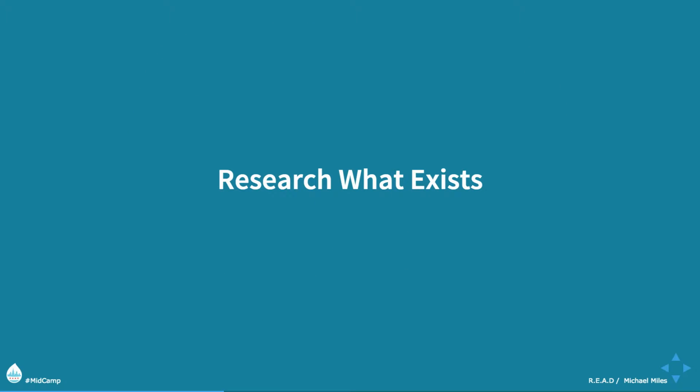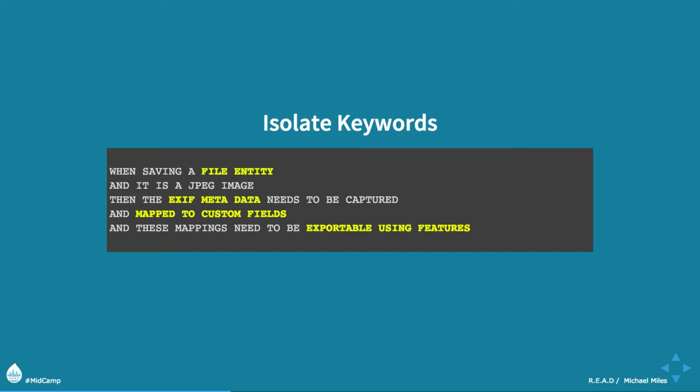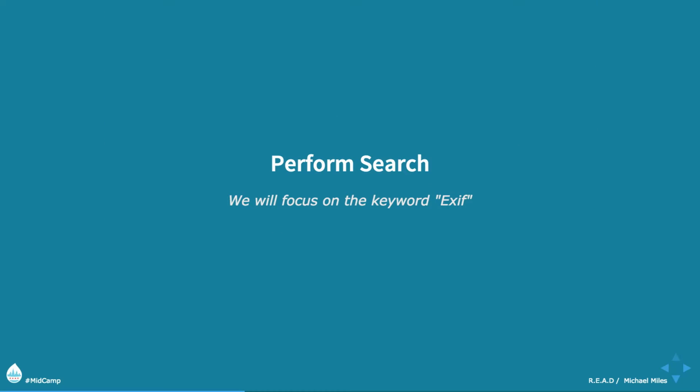So I research what exists. I isolate some keywords from these requirements. Focus on file entity, EXIF metadata, mapped to custom fields, and exportable using Features. What really sticks out to me, though, is EXIF. It's a very specific term. It doesn't mean a whole lot of things. So I performed some searches using that.